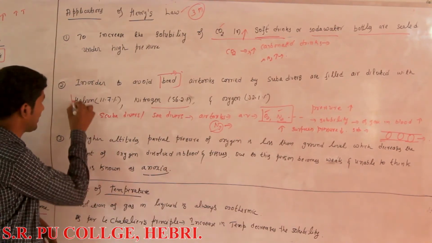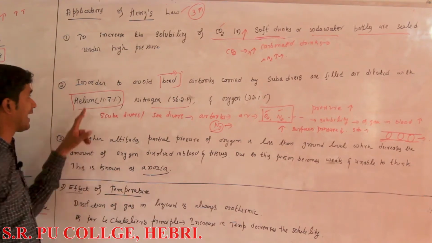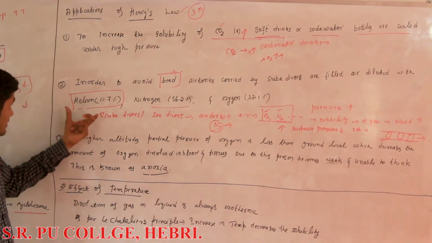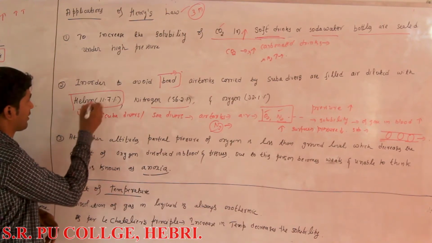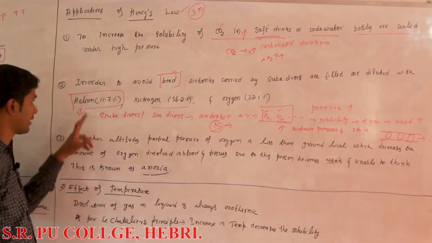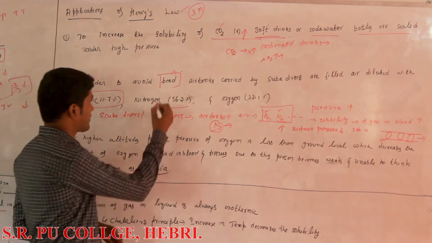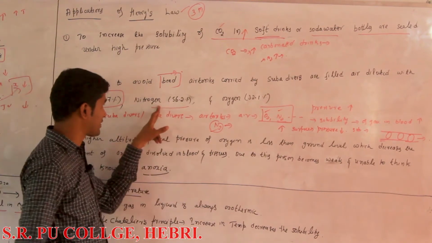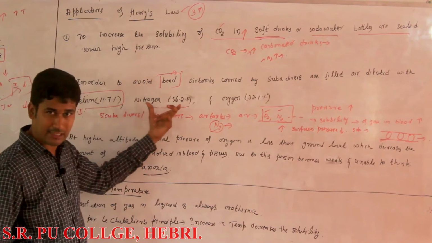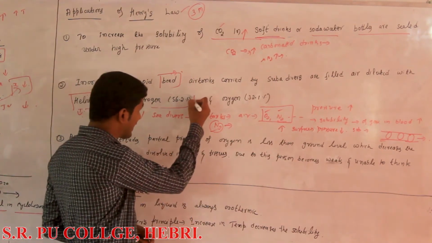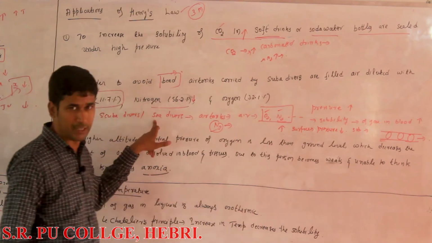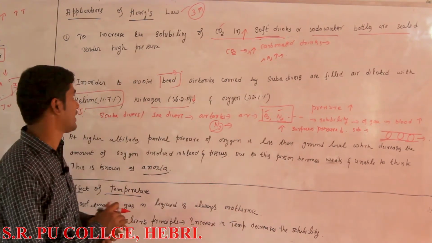How? By diluting that air tank or gas with helium. Helium is less soluble in blood, it is completely insoluble in blood. So what happens to mole fraction? It reduces to 56.2%, or its percentage reduces to 56.2. So in turn, it decreases its solubility in blood. So this is the second application.